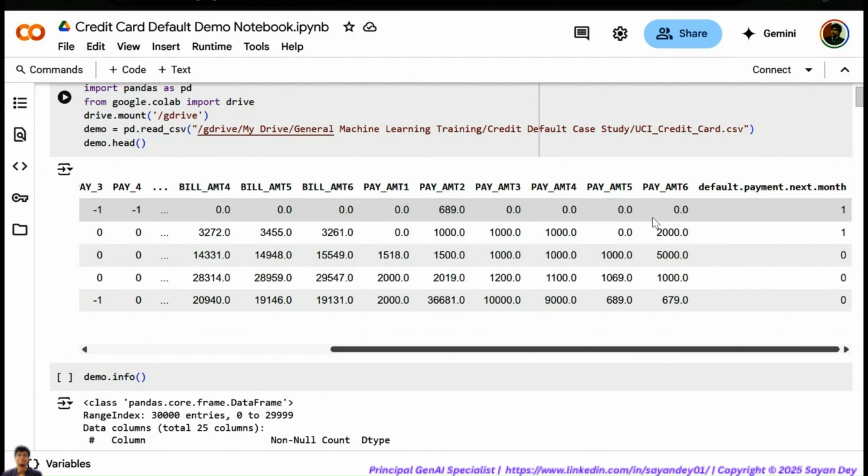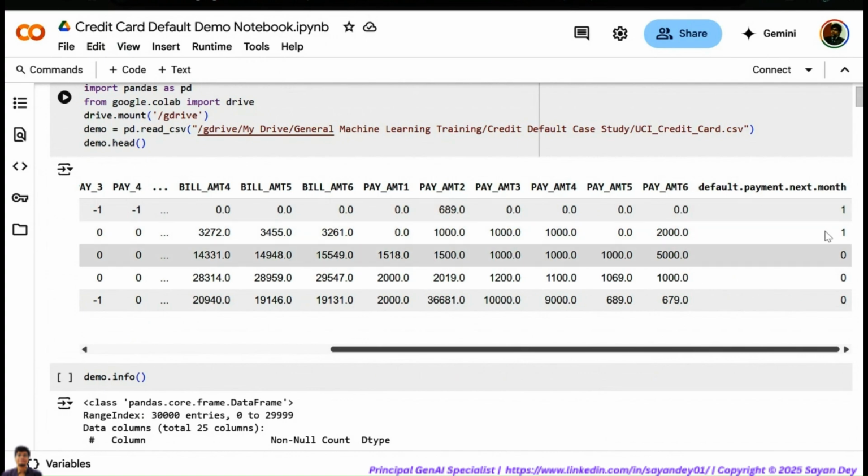So we're looking at the historical data, how the customer has used and interacted with the credit card account: how much bill he or she has incurred, how much payment he or she has made, what is the credit limit, what is the payment status, whether there were any late payments, did the customer pay on time. So these are all the different features of the customer that we have.